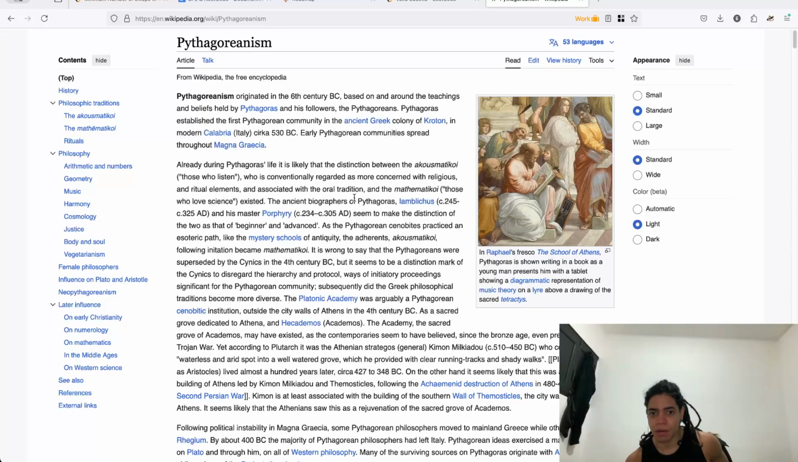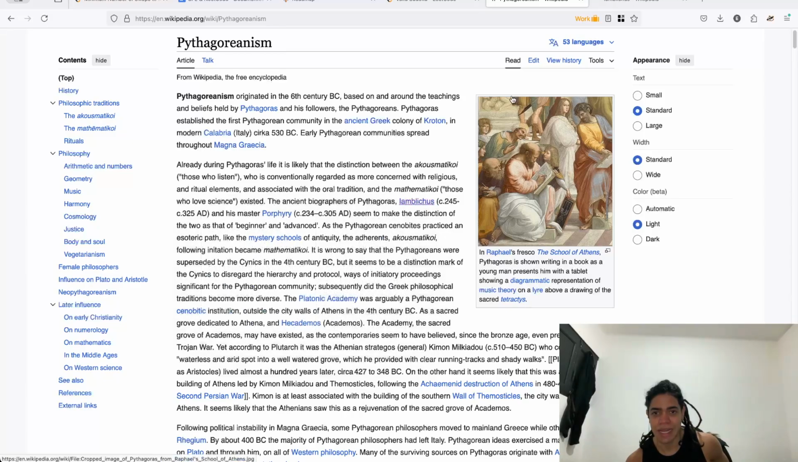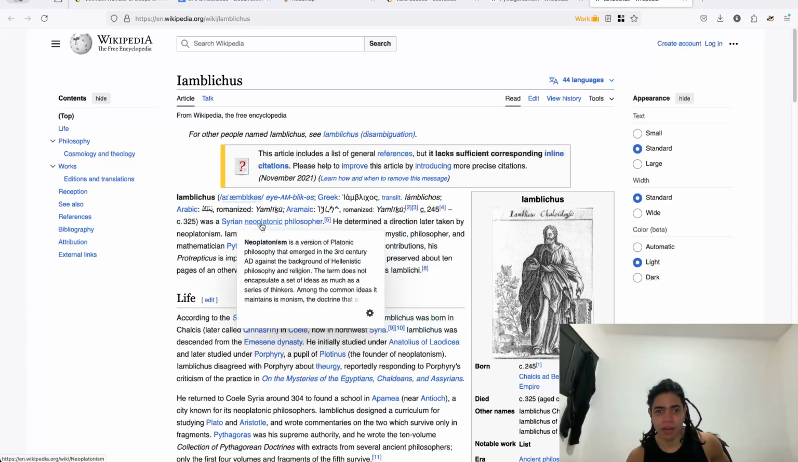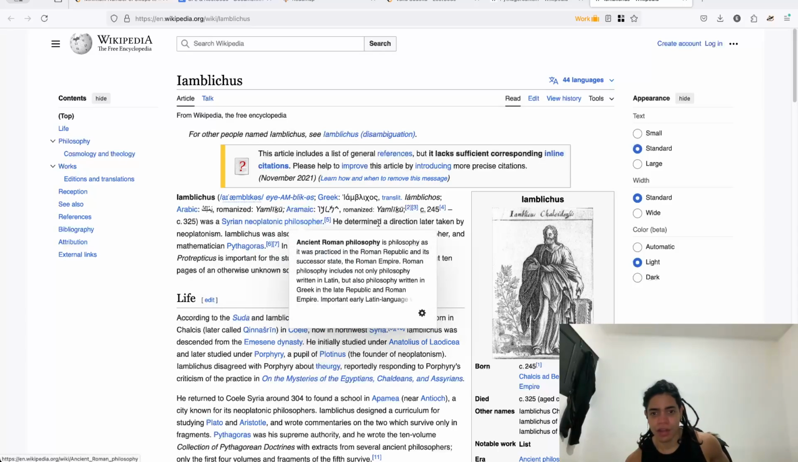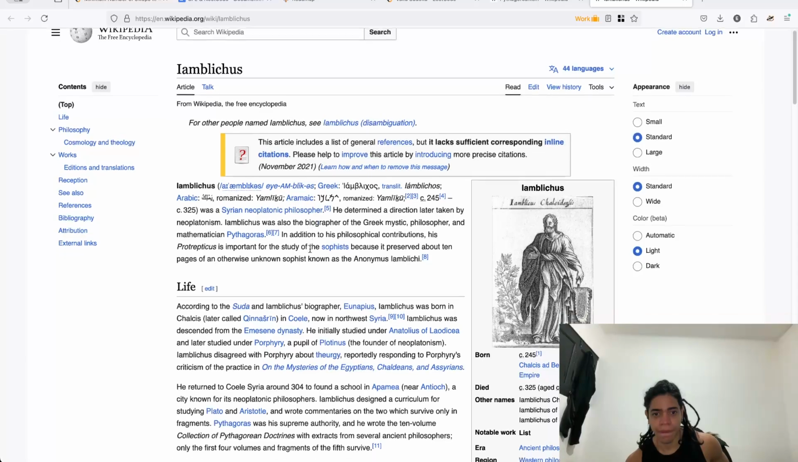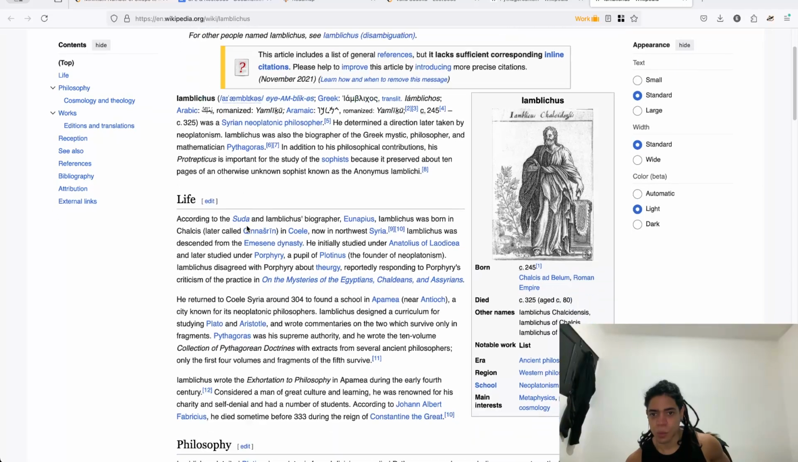The ancient biographers of Pythagoras, Iamblichus, was a Syrian Neoplatonic philosopher. Syrian, holy shit. Syrian Neoplatonic philosopher. He determined a direction later taken by Neoplatonism. Protrepticus is important for the study of the Pythagoreans because it preserves about 10 pages on an otherwise unknown Pythagorean known as the anonymous Iamblichi.